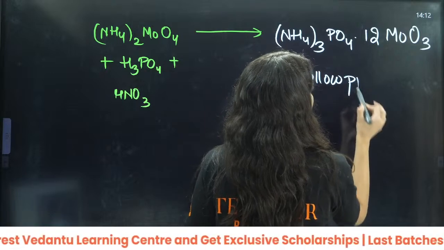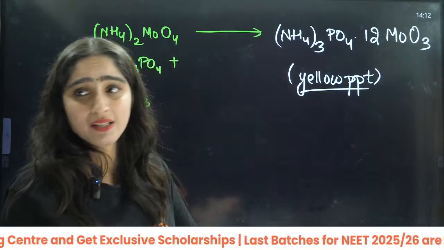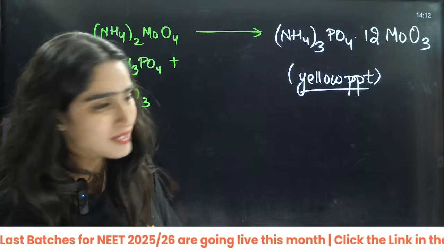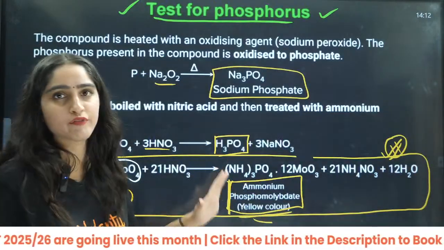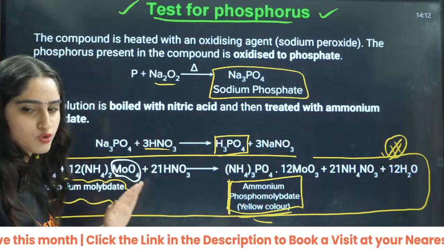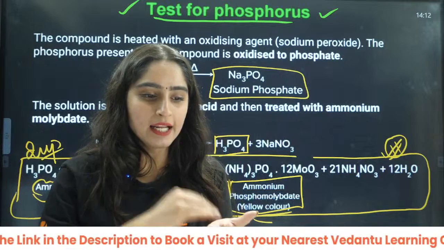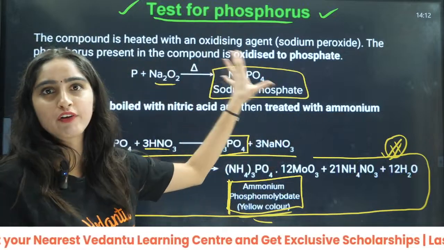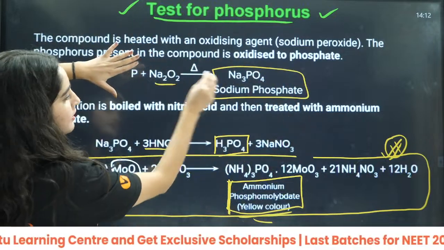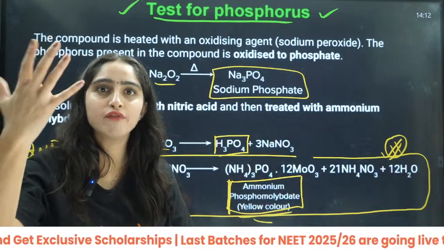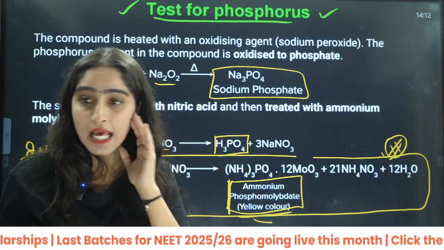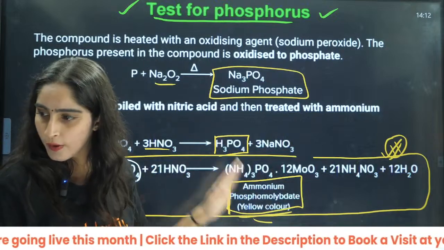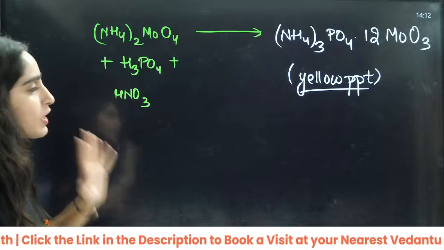Acha, try to write it in your notebooks if you're able to learn this. If you have a better method, then let me know in the chat box. Okay? Beta, the final color is important for you. That is the detection, because it's not like you are adding something and at every step you have to remember the colors. In the end, you will just add this, then add this, then add this. In the end, you will have some differentiating color. You just have to remember that for phosphorus, you will have ammonium phosphomolybdate that will have yellow color. That's it.